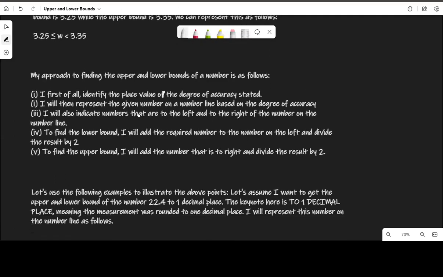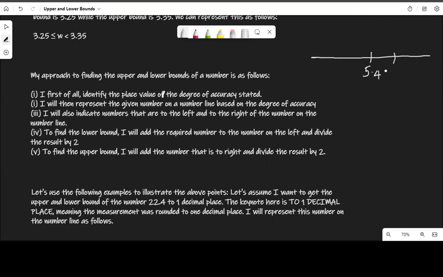So then the second step, I will represent the given number on the number line based on the degree of accuracy stated. So in that case, if I am to represent that on the number line, remember the measurement is 5.4.